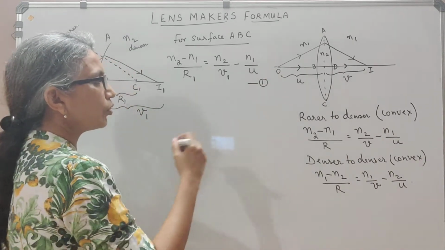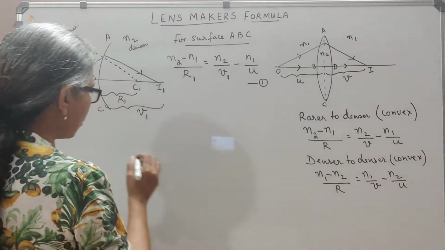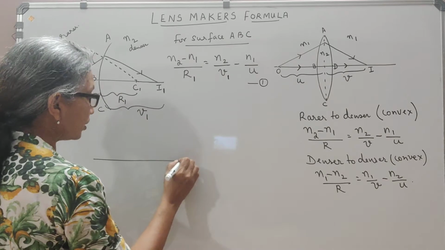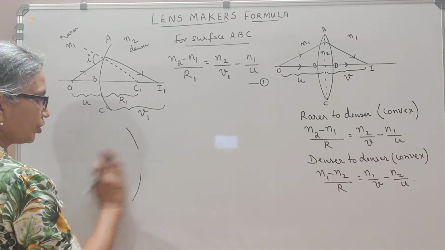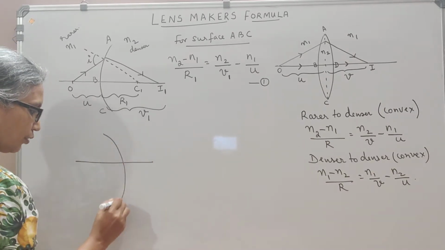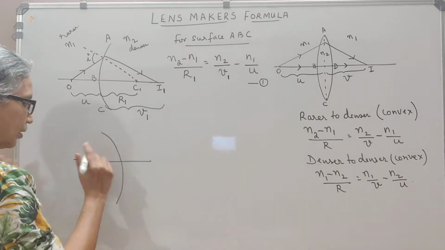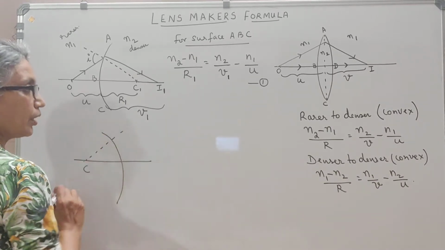Now I'm going to consider the refraction occurring at the second surface. If I draw the second surface, it's going to look like this. We have a second surface here, let me draw it slightly to the left. This is our second surface. Because it's curving like this, our center of curvature will be on this side. This will be the normal.